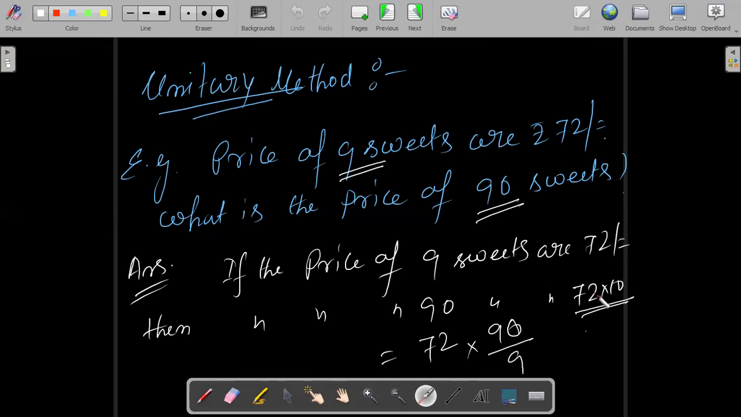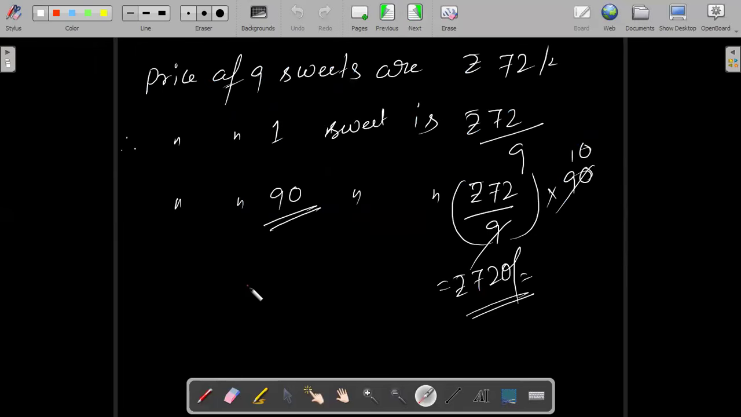But how these things are going on, that we have proved here. That is actually what the unitary method tells us or teaches us. Here it breaks up the whole proportional relation between these sweets and the price. In the first line, it shows that the 9 sweets have the price of 72. In the second line, we find out the price of one sweet, that is 1 unit of sweet.